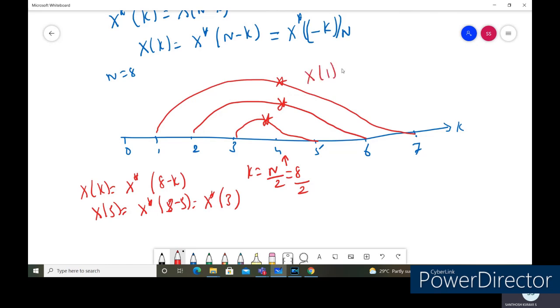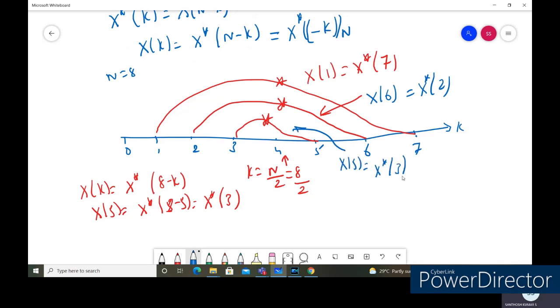Similarly, X of 1 is equal to X conjugate of 7, X of 6 is equal to X conjugate of 2, and X of 5 is equal to X conjugate of 3. So if I know half of the sample values of X of k, the remaining half we can find out by using the conjugate symmetry property. That's the advantage of this property.